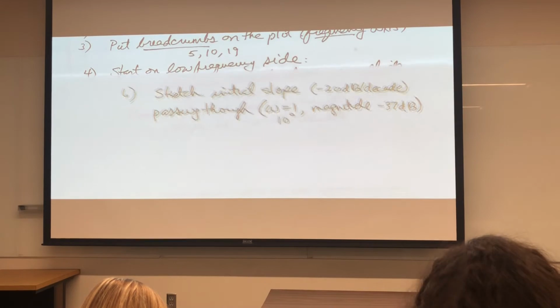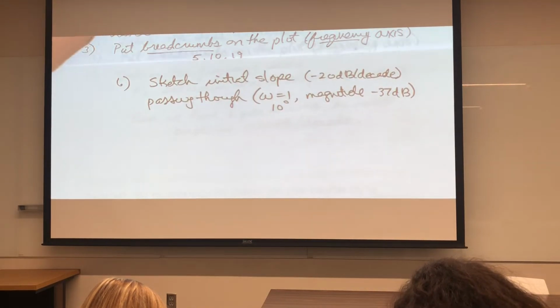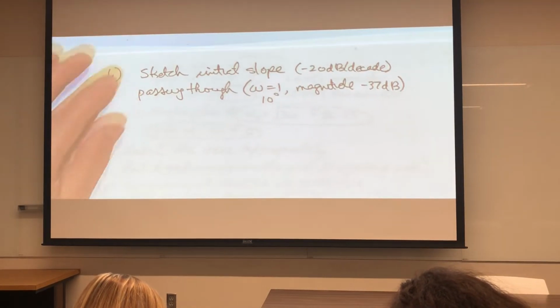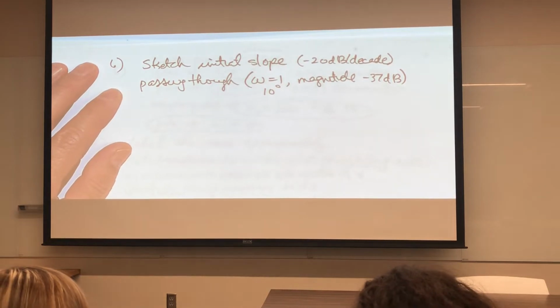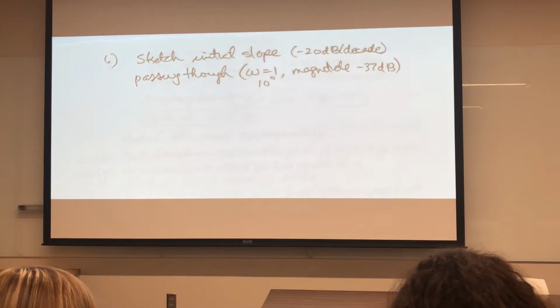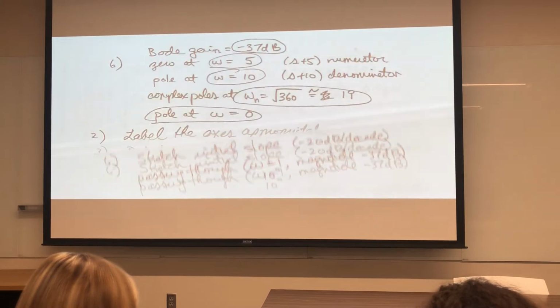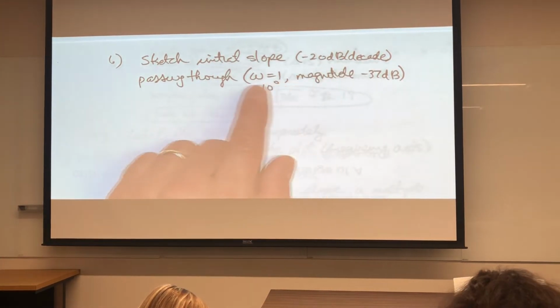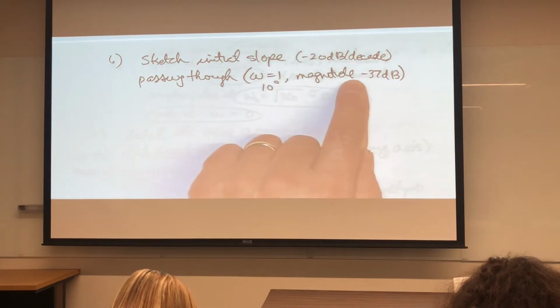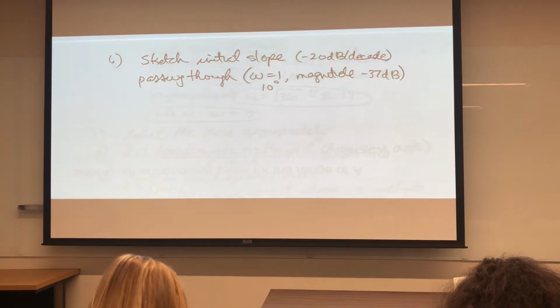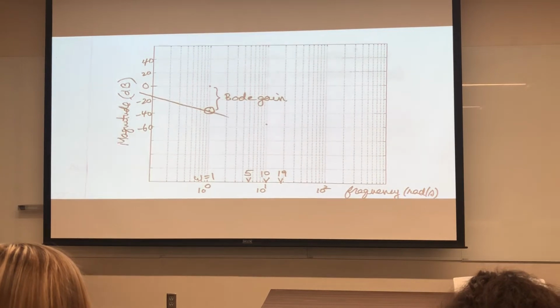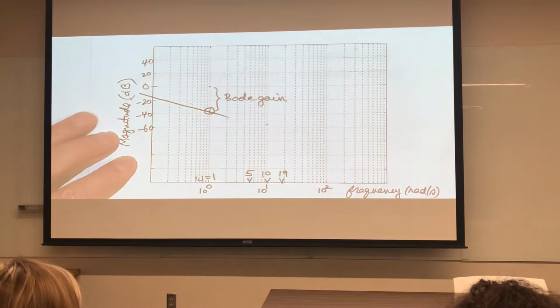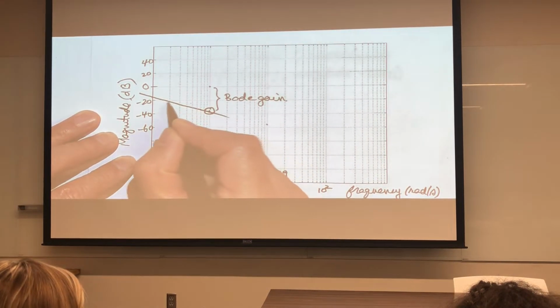What I've done is I sketch the initial slope. I first determine the initial slope by looking at all the factors I've got, and I see that in this case I have a 1 over s factor. I have a pole at omega equal to 0. So the initial slope has to be this, but it has to pass through this point, omega equal to 1, magnitude negative 37 dB. And that's what that is. A slope of negative 20 dB per decade.